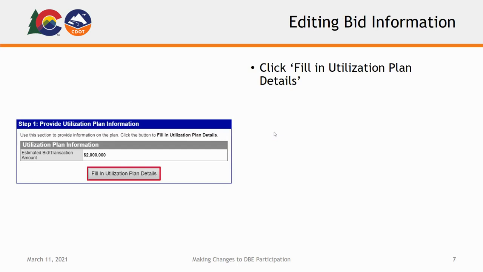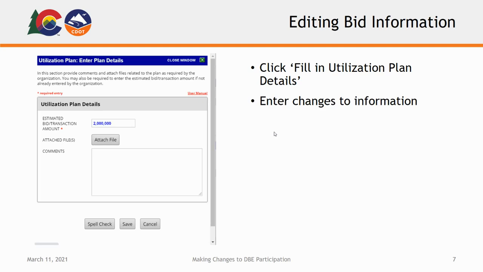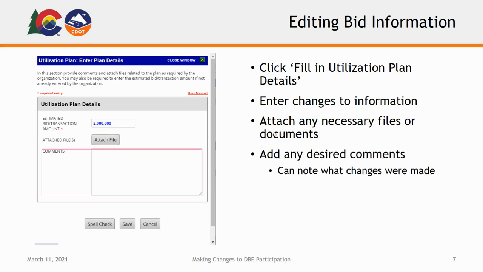To make changes to Step 1, where you've provided bid information for this utilization plan, click the Fill in Utilization Plan Details button. Enter any necessary changes, attach any additional files or documents you may wish to include, and add any comments you'd like. For example, you can note what changes you may have made in this section so there is a record of the update when viewing it in the future. Click the Save link to save your updates to this section and proceed to any changes to be made in Step 2.